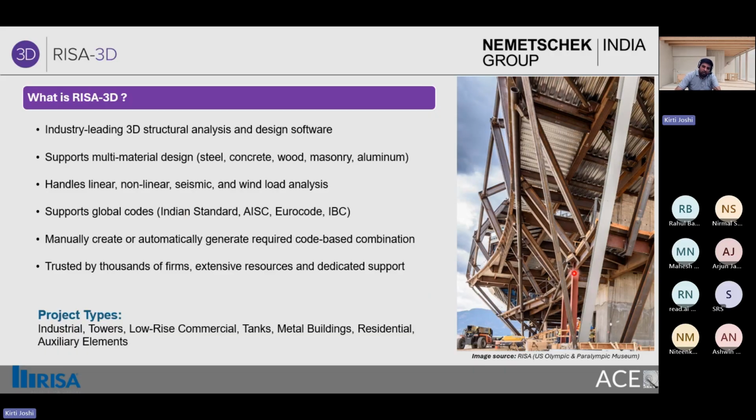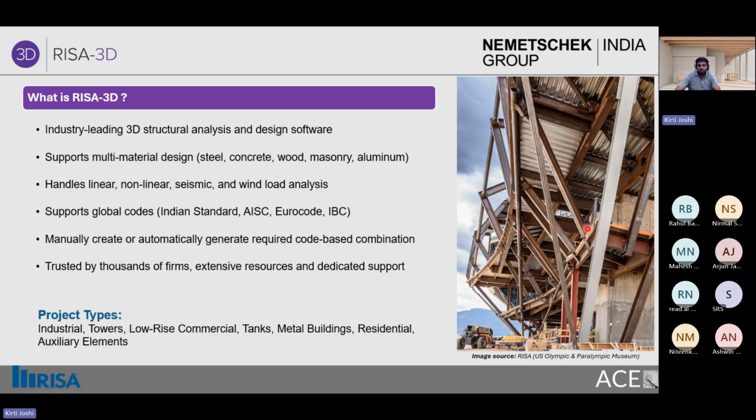And because of this diverse flexibility and accuracy, RISA is trusted by a large number of companies worldwide, and it supports various project types such as industrial structures, towers, stadium roofs, tanks or complex metal buildings, or even if you are working with residential or commercial structures. Also, the image on the right-hand side is of one of the projects carried out in RISA 3D.